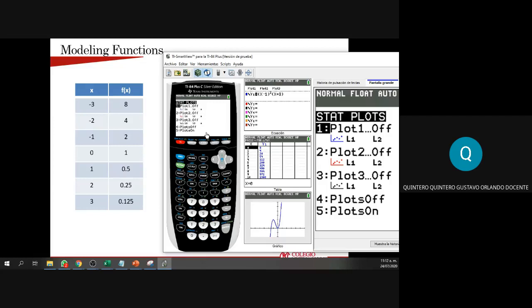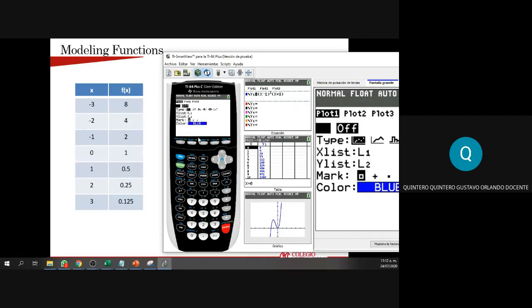Statistics plots, right? From here, we can press the first one, enter, right? And we need to make sure it is on. I have it on off because I was not using statistic plots. So I just need to move on to on and press enter. Look at that. Now it is on.